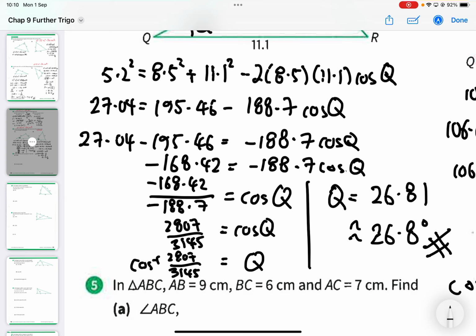Wow, like that we almost come to the end of the book already. Kai Xuan done or not?